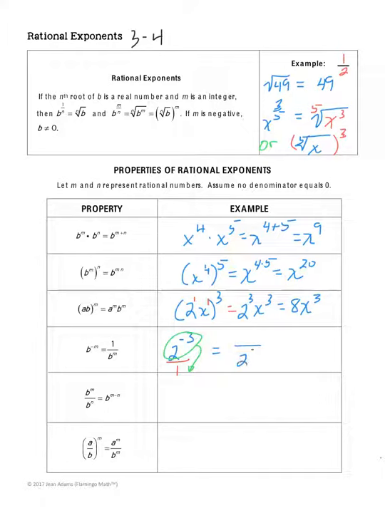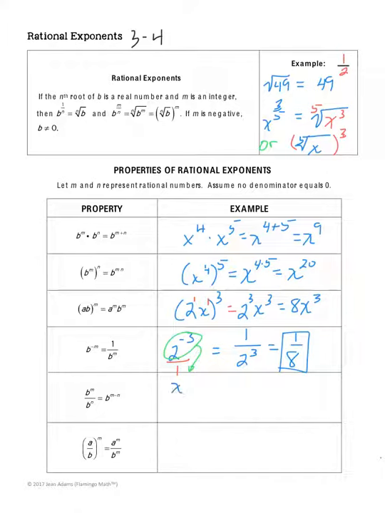So I get 2 to the 3rd power in the denominator. If nothing's left in the numerator, you're going to have a 1, and then you have to multiply out 2 to the 3rd, which is 8. So 1 over 8. If we are dividing like bases, we are going to subtract the exponents, and you subtract where there are more.